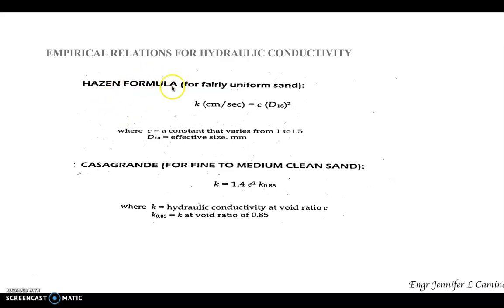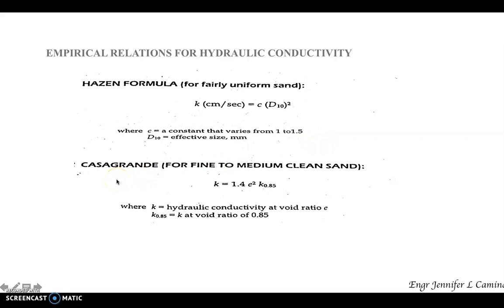So we have here the Hazen formula. This is for fairly uniform sand, so you can get the value for K using C times d sub 10, of course, the effective size for the 10%. This is the effective size, so the diameter of the 10% finer. Our C here is a constant that varies from 1 to 1.5.